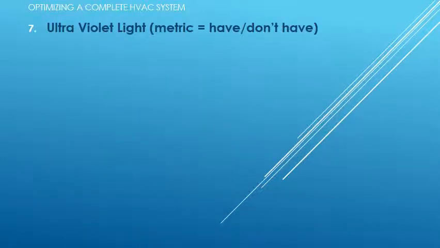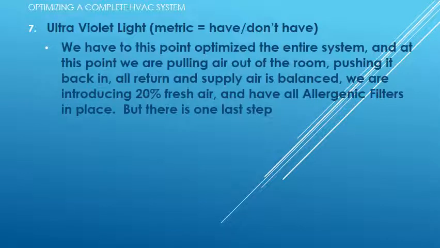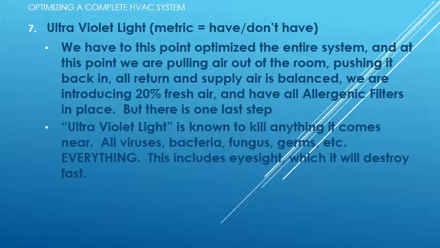Number 7, ultraviolet lights. Now at this point we have optimized the entire system. We're pulling air out of the room, we're pushing it back in, it's all balanced, proper CFMs, we're introducing 20% fresh air, we have allergenic filters. Now this is the last step. Ultraviolet light is known to kill anything it comes near. All viruses, bacteria, fungus, germs, everything. And for instance, this includes eyesight, which is why you can't look at ultraviolet lights.